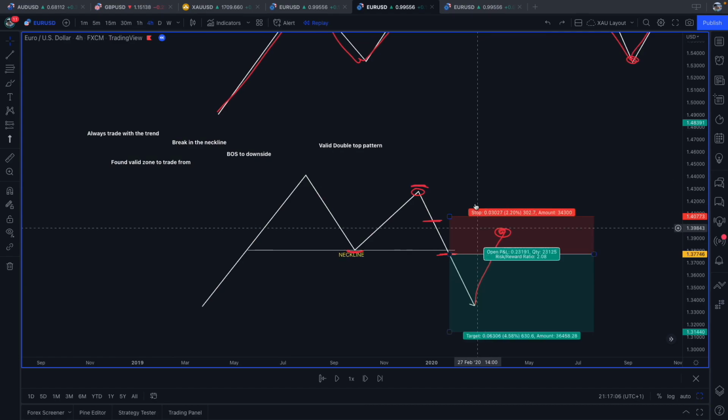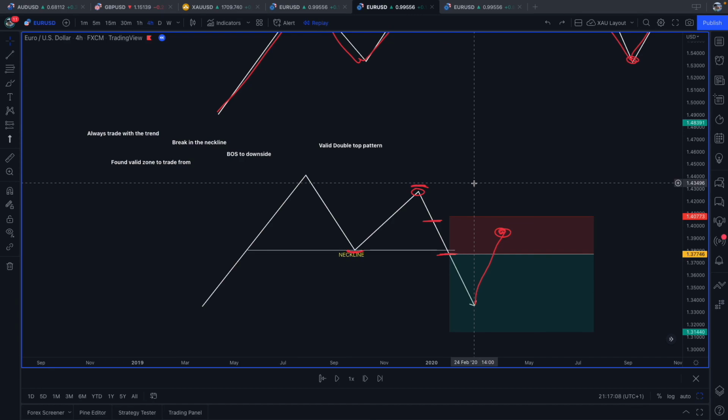Now you'll notice that I didn't just find a double top and place a position based on that. I implemented many other factors to help build my bias, because at the end of the day, when we are placing positions, it is all based off probability. So the more probability you have, the more pieces of confluence that you have to back your trade, the better.